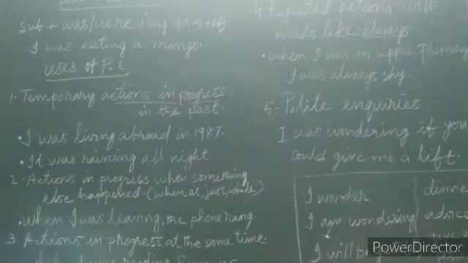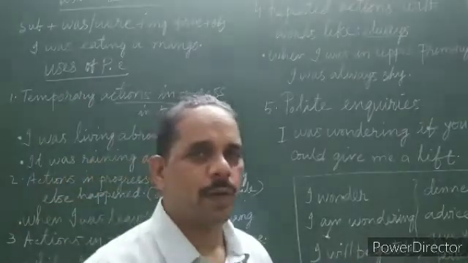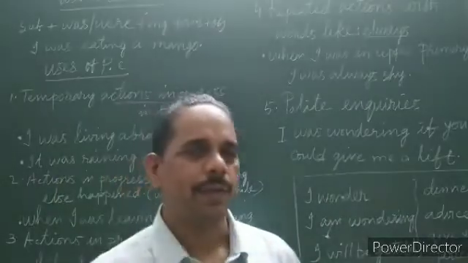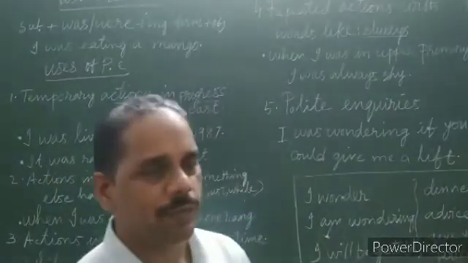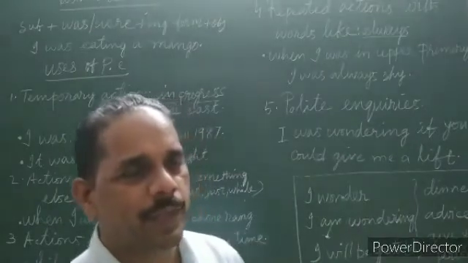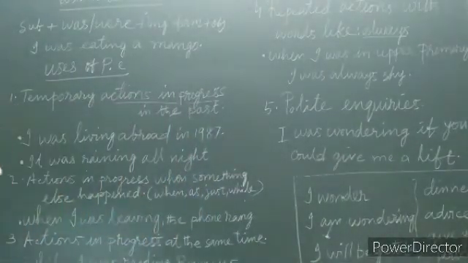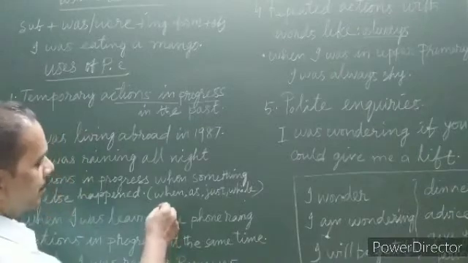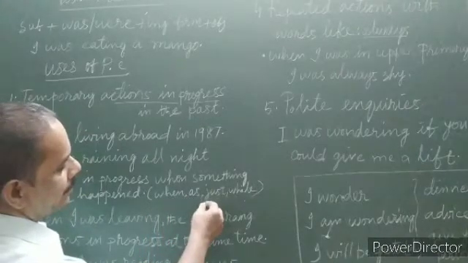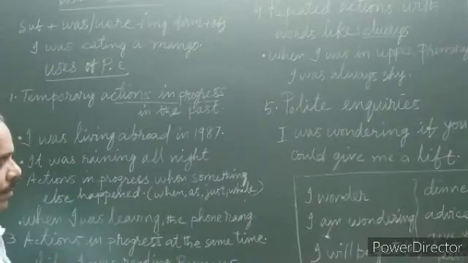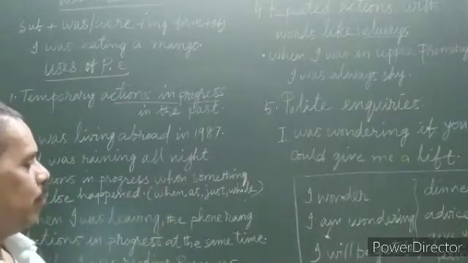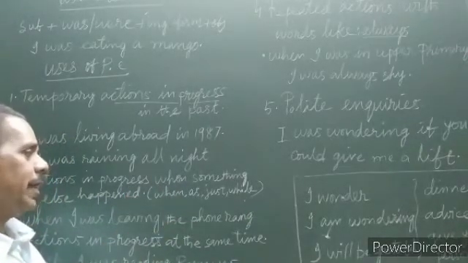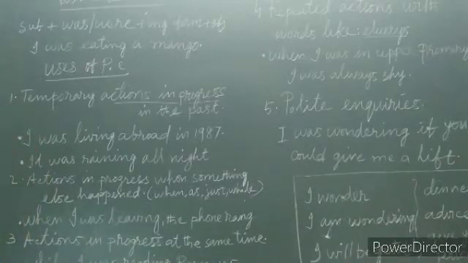The second use is actions in progress when something else happened. There are two actions taking place, or while doing something, something else happened. We normally use the conjunctions when, as, just, while, etc. to connect actions in progress when something else happened.